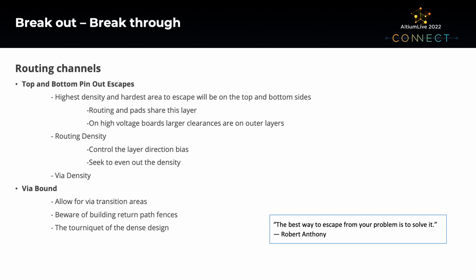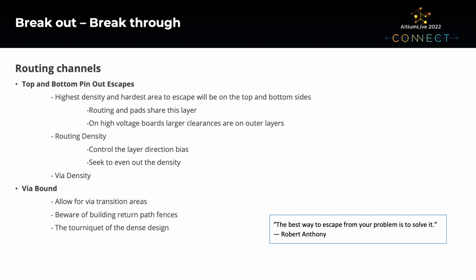We need to pay really close attention to how we bias the layer directions, and then also seek out to even that density on our board, especially if we're doing more changes later. If we keep to the X and Y locations and drop vias as needed to maintain routing channels north and south and east and west on a board, that's going to make a big difference for our ability to complete that board.